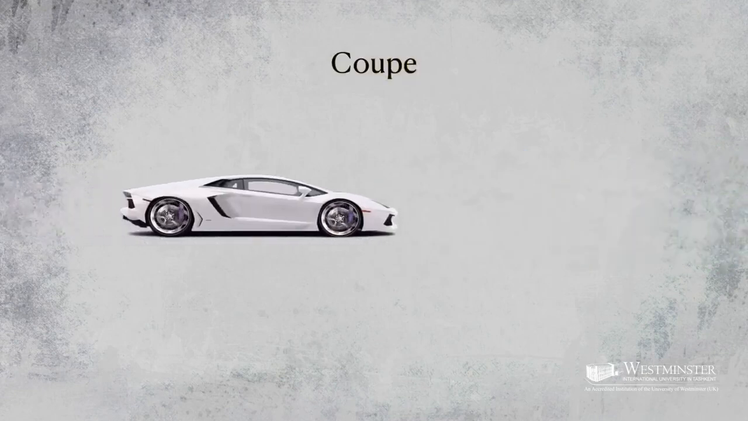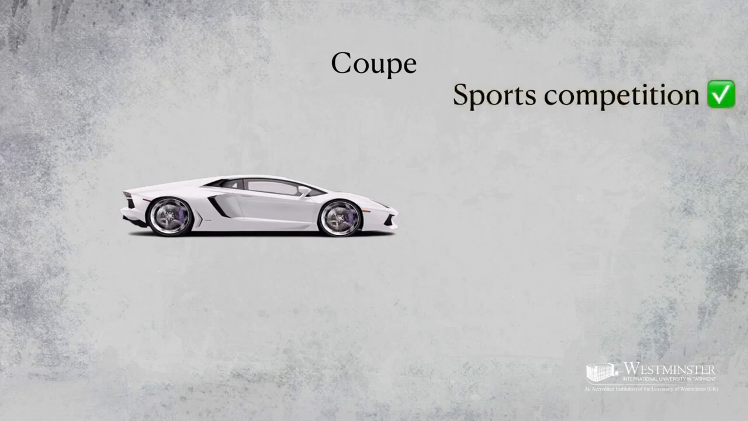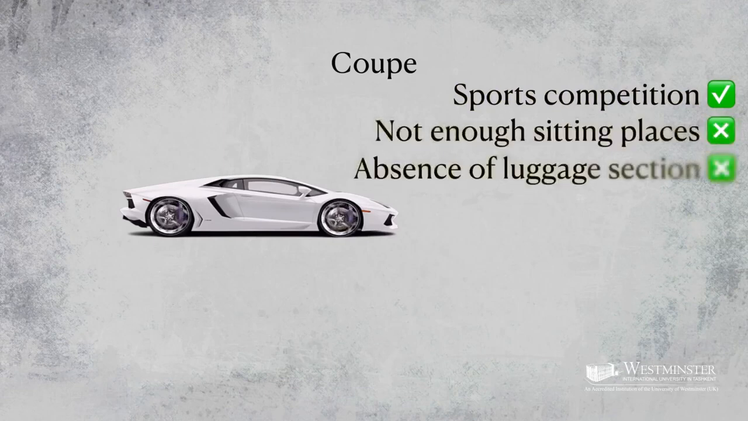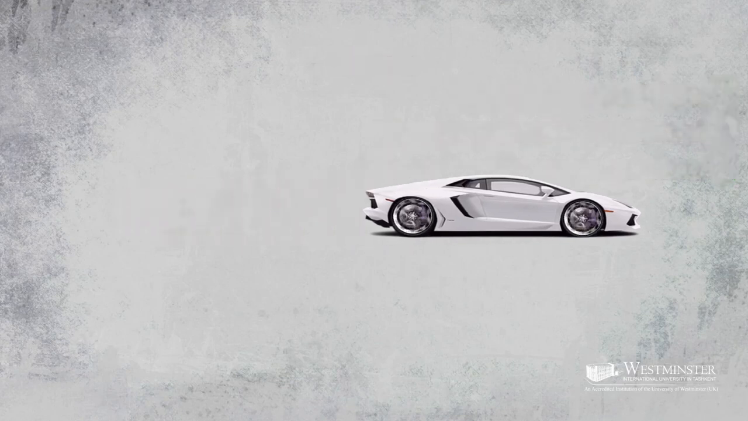your family needs. A coupe with 2 sitting places is great at satisfying very specific needs. Mostly it's for sport competition and it performs poorly in most other aspects, for example, not enough sitting places and absence of a luggage section. This source also cannot be a relevant source because it does not completely fit your research requirements.